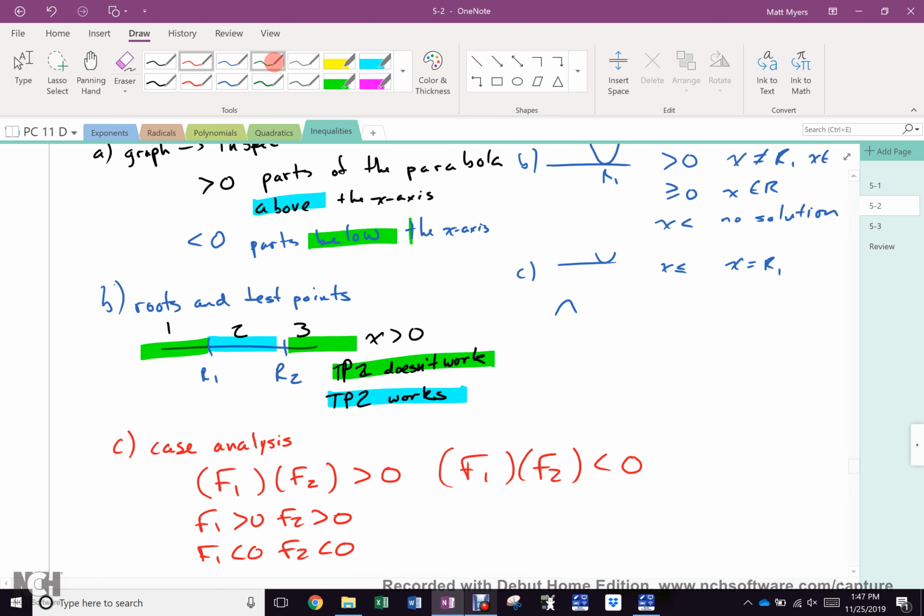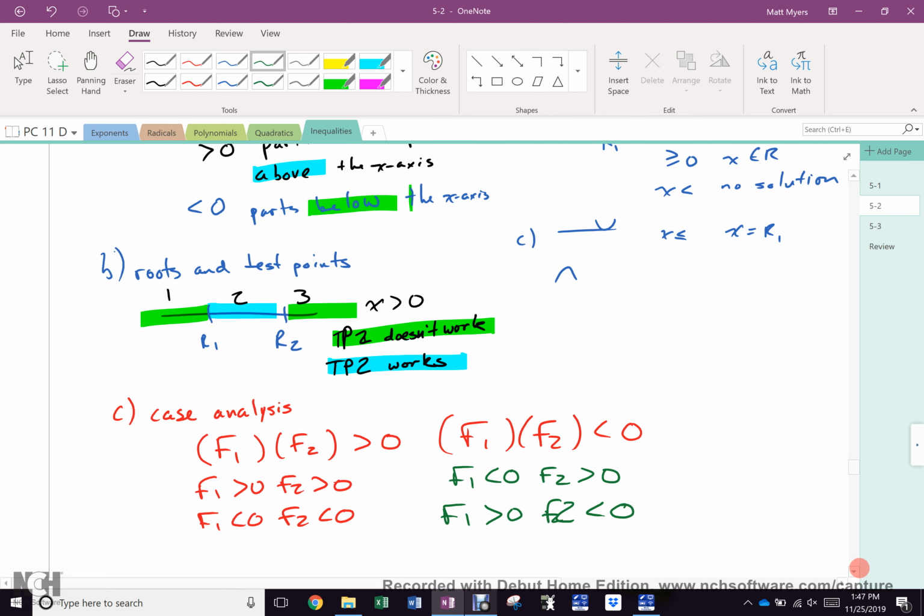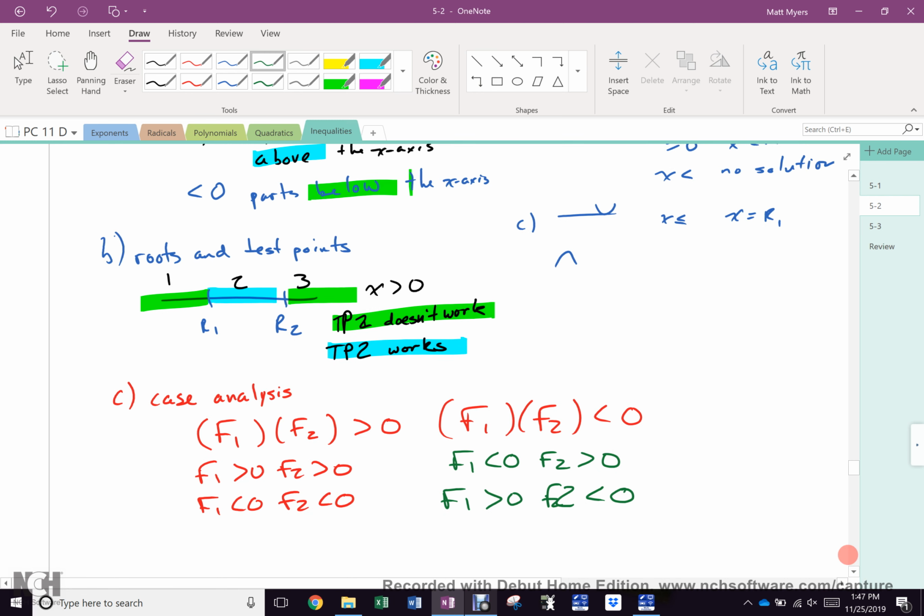What about over here? If factor 1 is less, then factor 2 would have to be what? Greater. If factor 1 was greater, then factor 2 would have to be less. And then you just put them on a number line and see where they all work. Everybody cool?